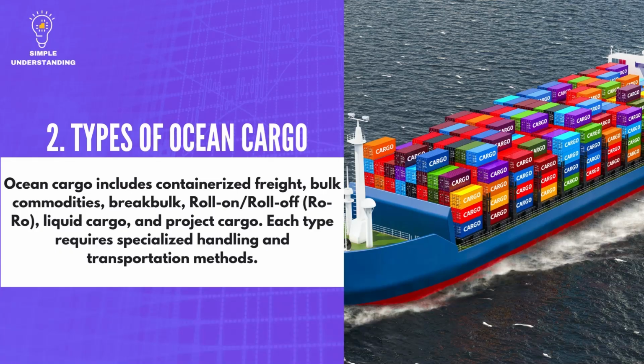2. Types of ocean cargo. Explanation. Ocean cargo includes containerized freight, bulk commodities, break bulk, roll-on/roll-off (RORO), liquid cargo, and project cargo. Each type requires specialized handling and transportation methods.